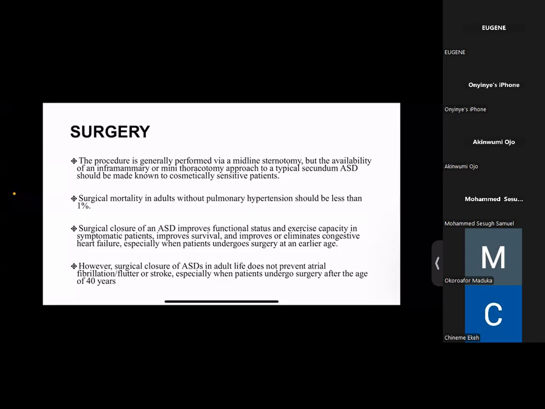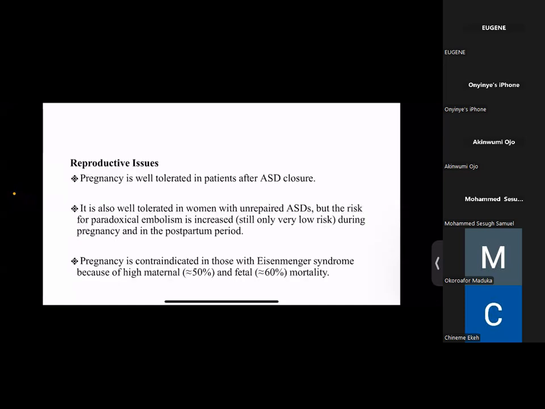Surgical closure of ASD in adult life does not prevent atrial fibrillation, flutter, or stroke. So if a patient has already gone ahead to have maybe a dilated left atrium from complications of overload and has developed atrial fibrillation or any form of arrhythmia, surgery doesn't correct this. Pregnancy is tolerated in patients who have ASD and also after closure. Pregnancy, however, is contraindicated in people who now have severe pulmonary hypertension from Acyanotic syndrome.